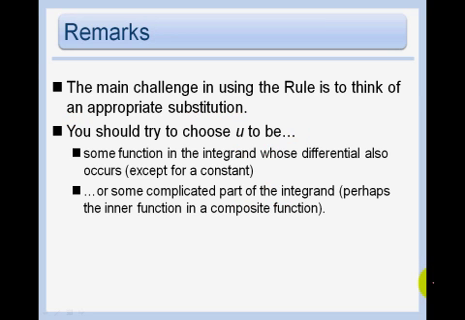The main challenge in using the rule is to think of an appropriate substitution. You should try to choose a u to be some function in the integrand whose differential also occurs, except for that constant, or some complicated part of the integrand, perhaps the inner function of a composition of functions, which we just saw in the last example.